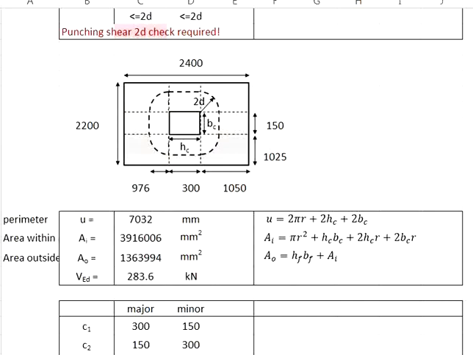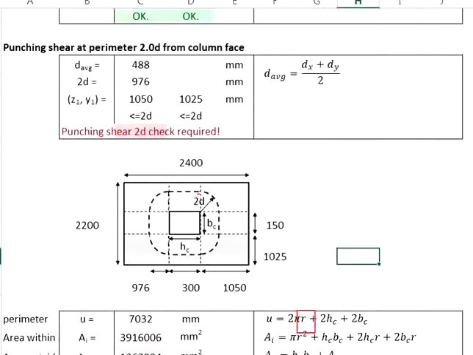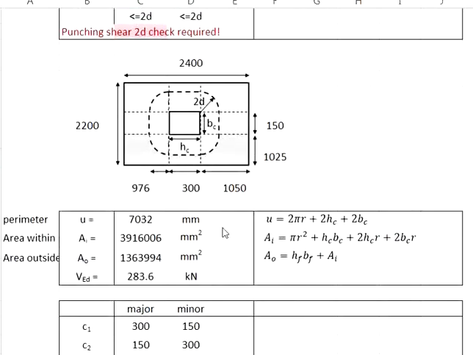Ultimately, we are referring to 2 times 300 plus 2 times 150 plus a circular perimeter in the radius of 2D. That means you're going to get 2π times 2D. The 2D will be the radius of this circle, and eventually you will obtain u equals 7032 mm. Next, you want to determine the shear force.